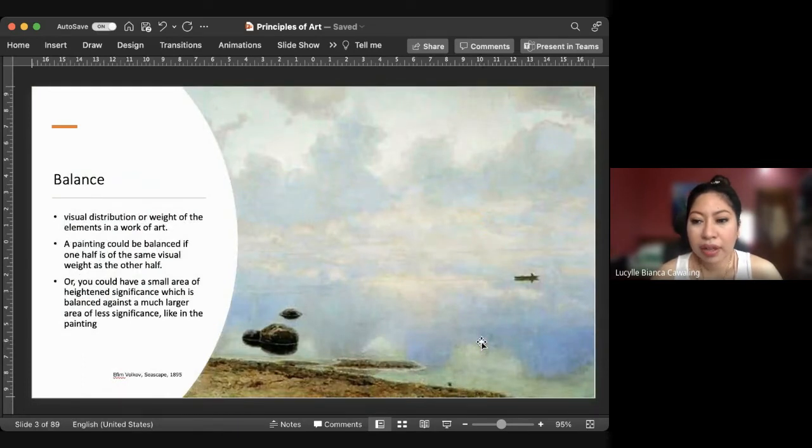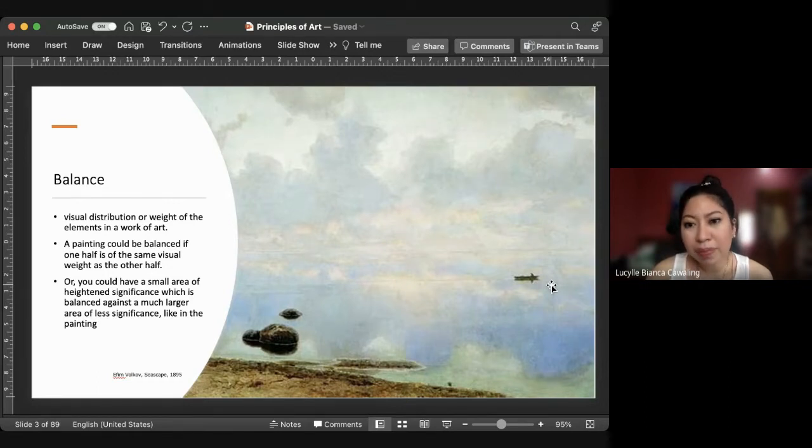Another asymmetrical balance is this one. This has a small object here and a big object here, and the heightened significance of the balance is what makes it balanced at the same time. So there are different kinds of balance. You have symmetrical balance, asymmetrical balance, and radial balance.